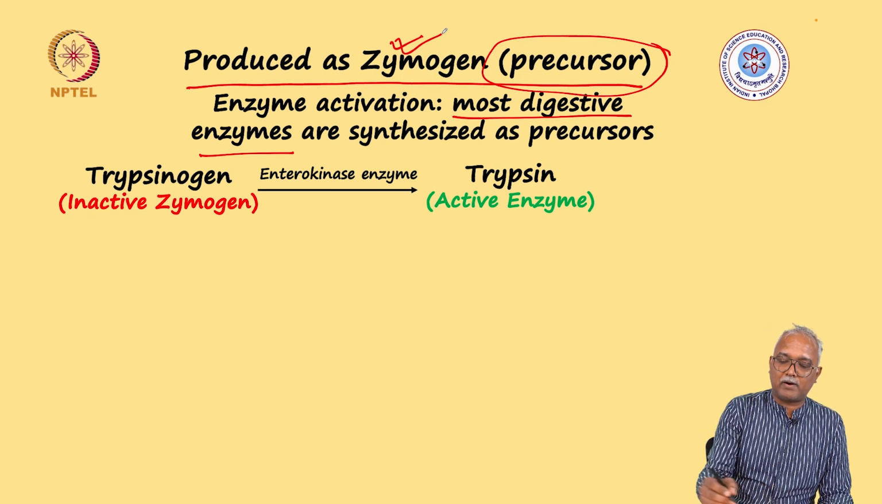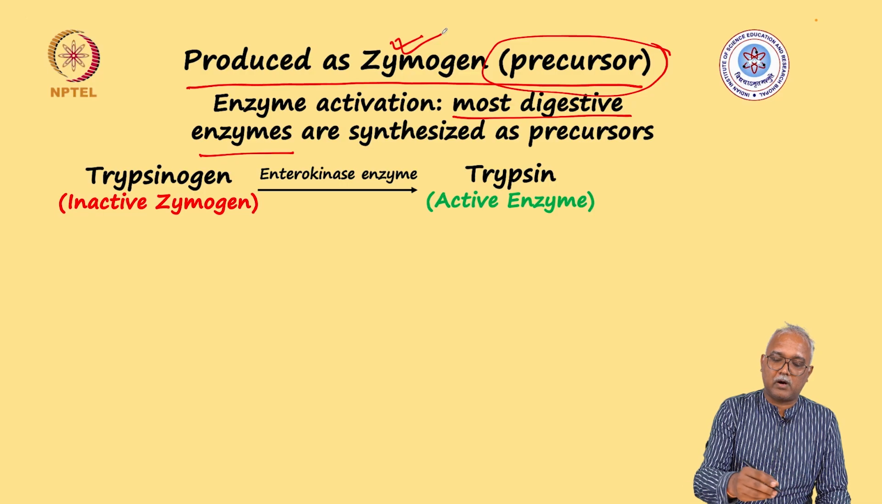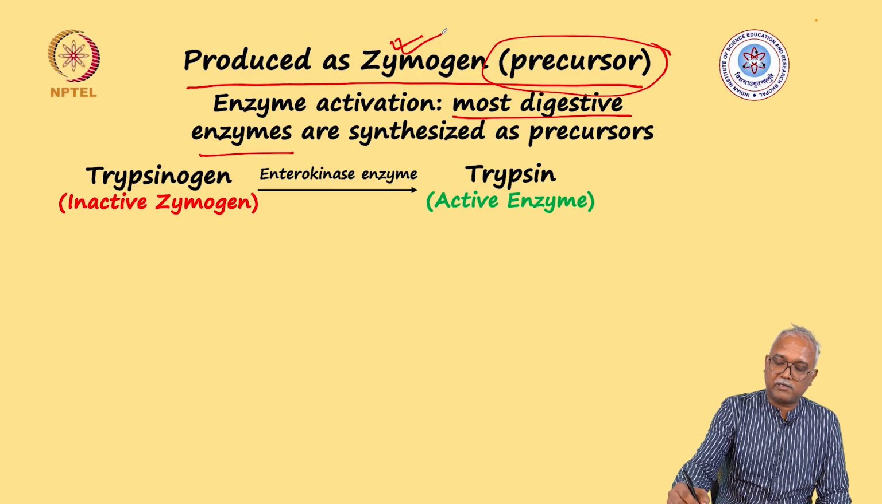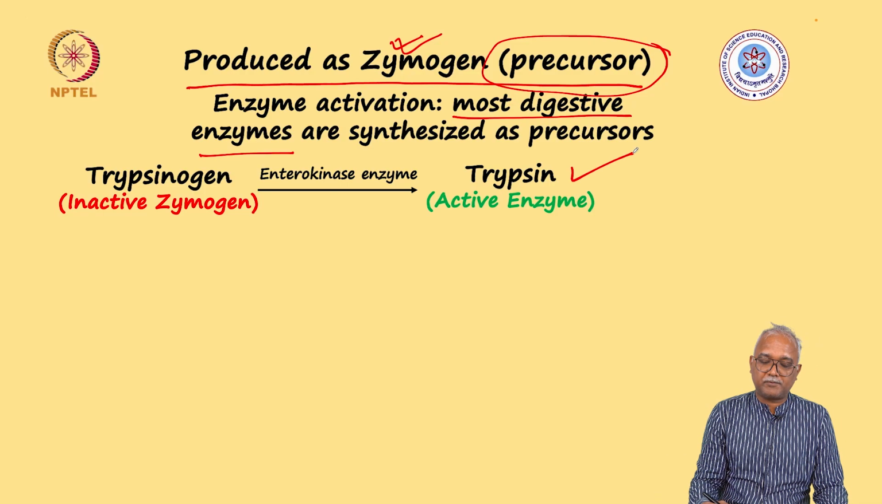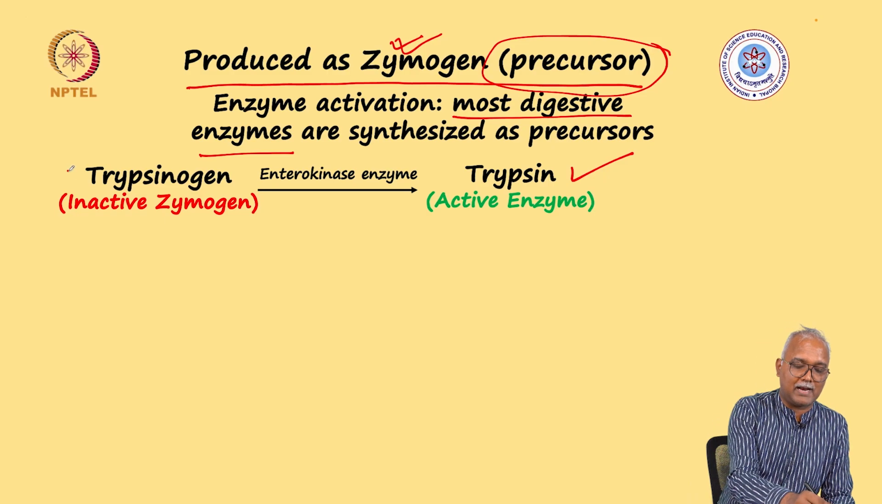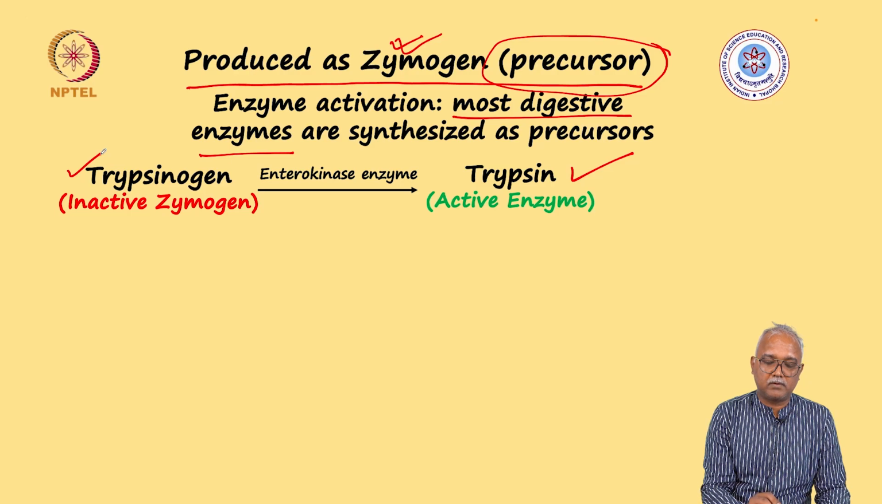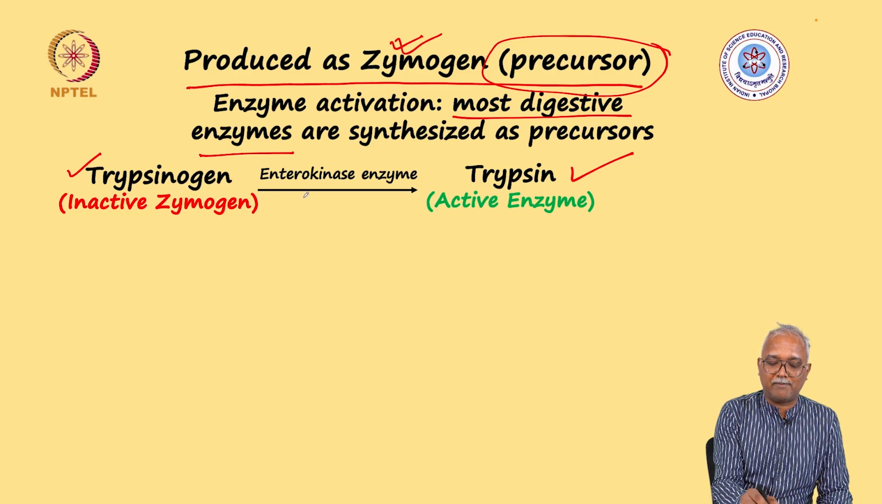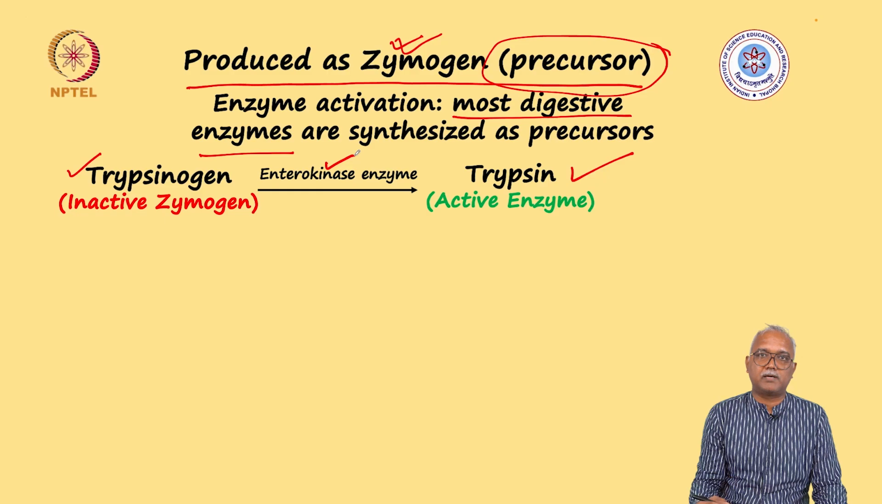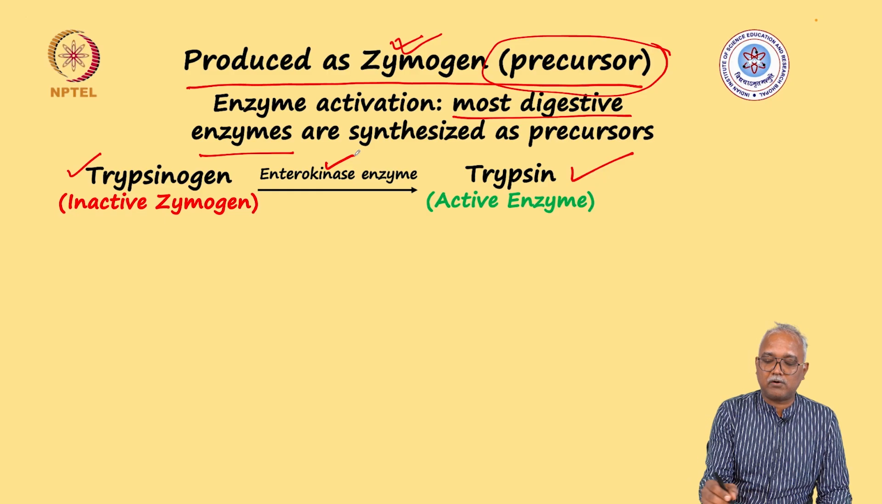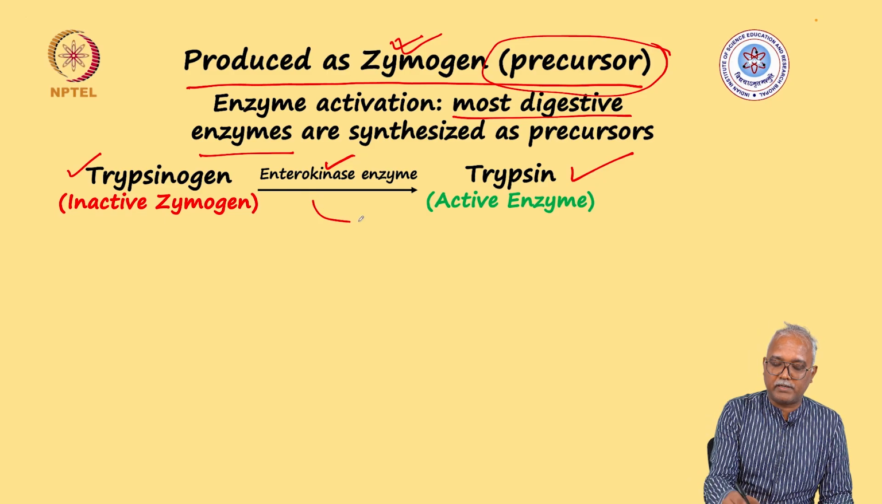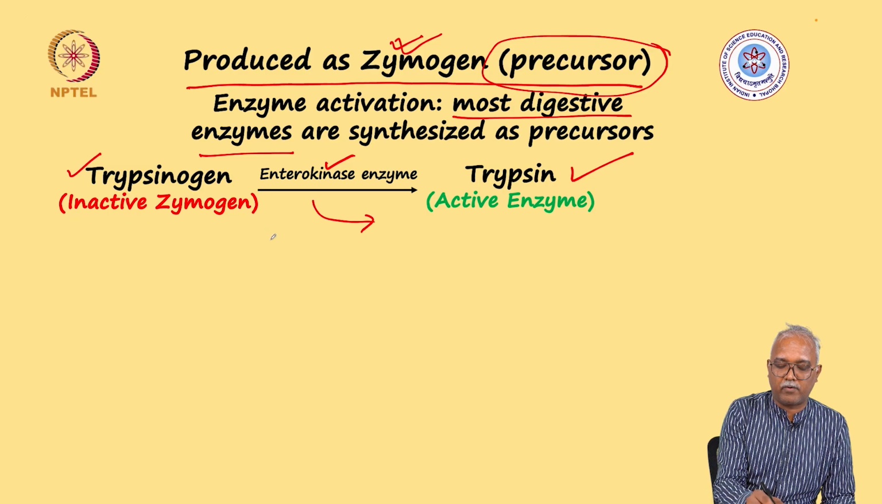One of the most important enzymes is trypsin. This trypsin is produced as an inactive precursor, or zymogen, which is called trypsinogen. This trypsinogen is activated by the enzyme enterokinase, and this enterokinase protein is produced by a set of cells which are called brush border cells.